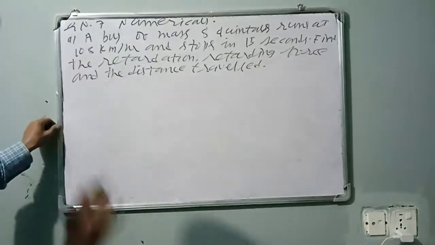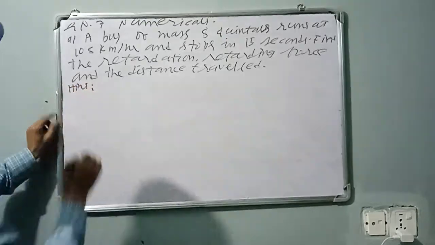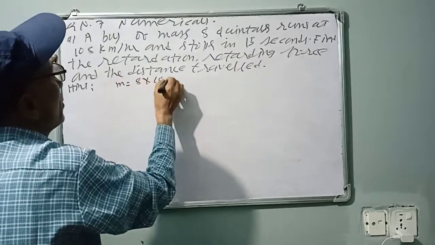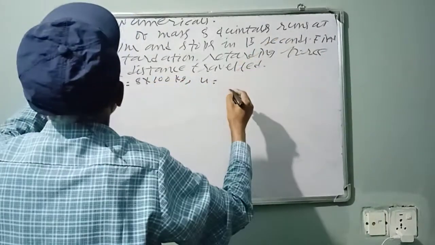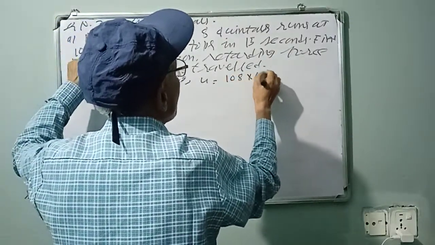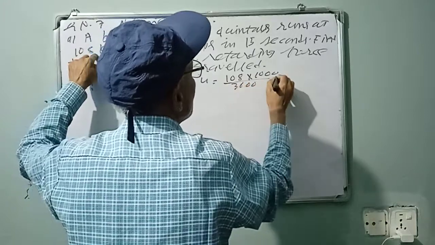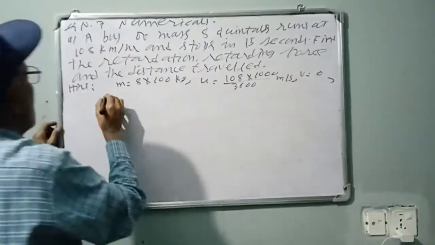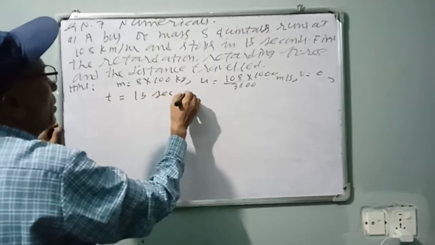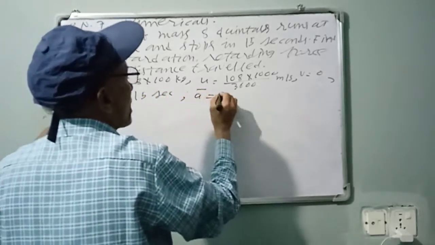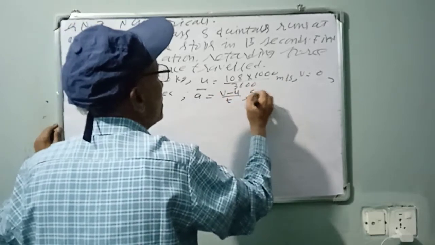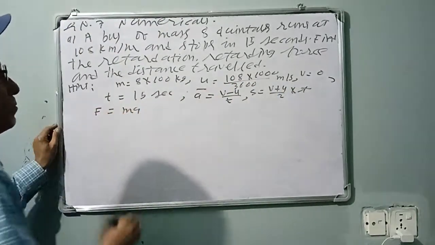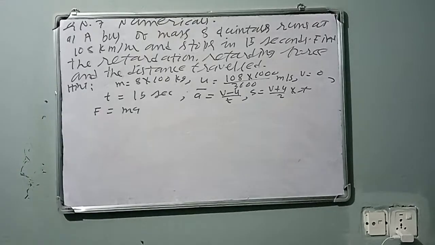At first it may be difficult, so I just give you a hint how to solve the problem. Mass 8 quintal means 8 into 100 kg, runs at 108 km per hour, 108 into 1000 by 3600 meter per second. The bus stops, final velocity be 0. Time is 15 seconds. Then retardation is v minus u by t. Distance is v plus u by 2 into t. And force is ma. In this way, you can solve this problem.